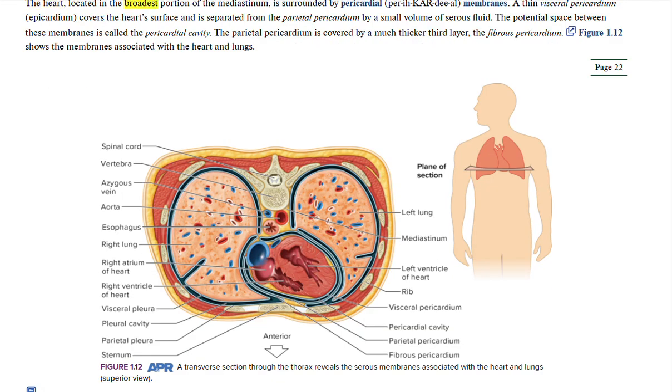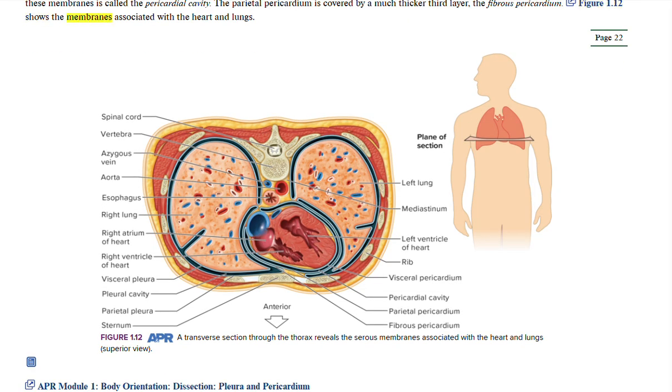The heart, located in the broadest portion of the mediastinum, is surrounded by pericardial membranes. A thin visceral pericardium, epicardium, covers the heart's surface and is separated from the parietal pericardium by a small volume of serous fluid. The potential space between these membranes is called the pericardial cavity. The parietal pericardium is covered by a much thicker third layer, the fibrous pericardium.